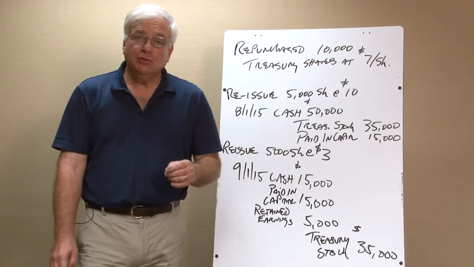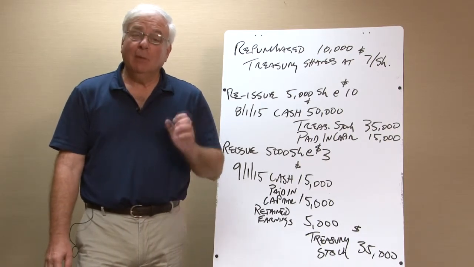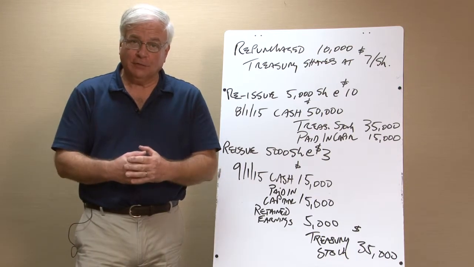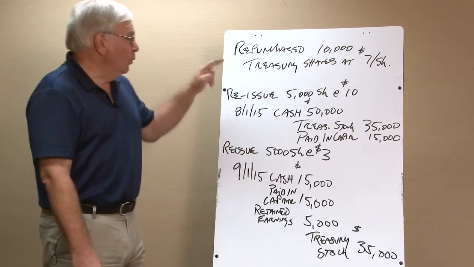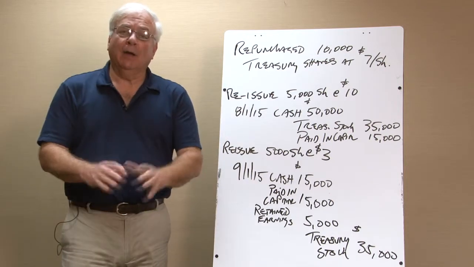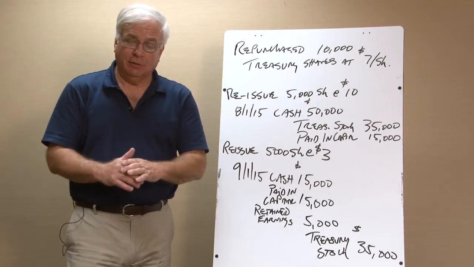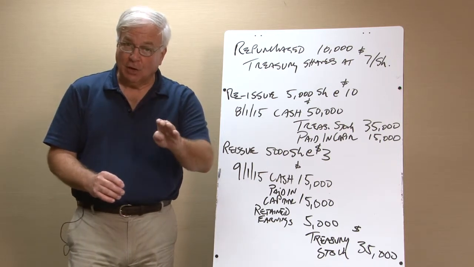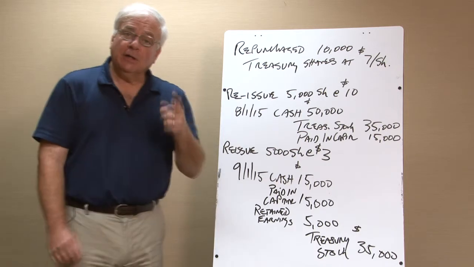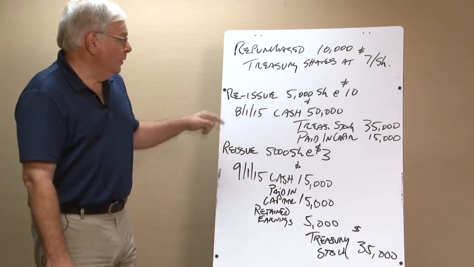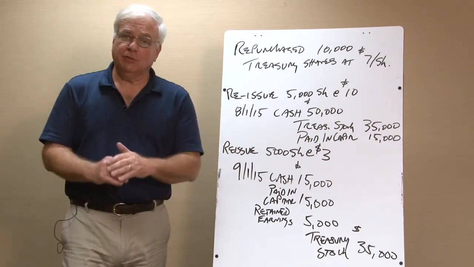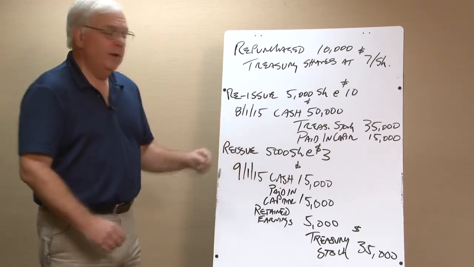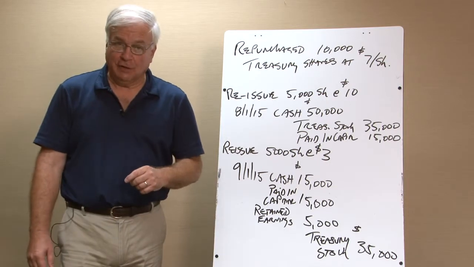When the company reissues the treasury shares, they might be reissuing them at a different price than they paid to acquire them in the first place. Now remember, we were looking at the company buying a block of 10,000 shares at $7. Under the cost method, we have to stay with that $7 cost. Now, let's suppose that the company reissues 5,000 of the shares and is able to get $10 a piece for them. And they do this on August the 1st, 2015.